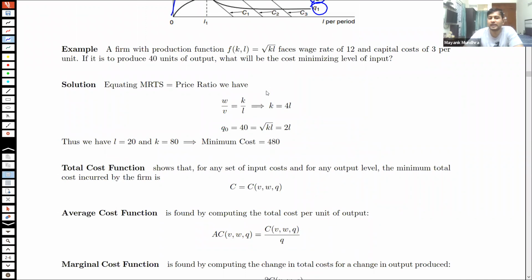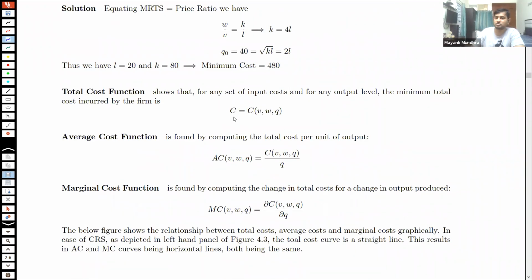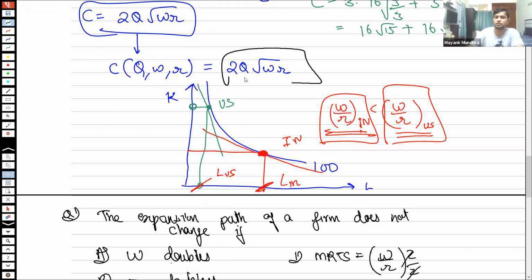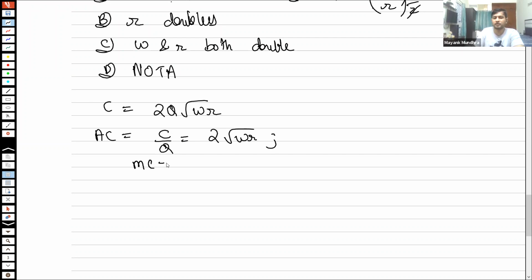Now that you know how to find the cost function, we are going to look at what you can do from the cost function. Suppose you have a cost function like we have here, 2q root WR. So the average cost function is going to be C by Q, which is 2 root WR. And the marginal cost function is going to be DC by DQ, which is equal to 2 root WR again.